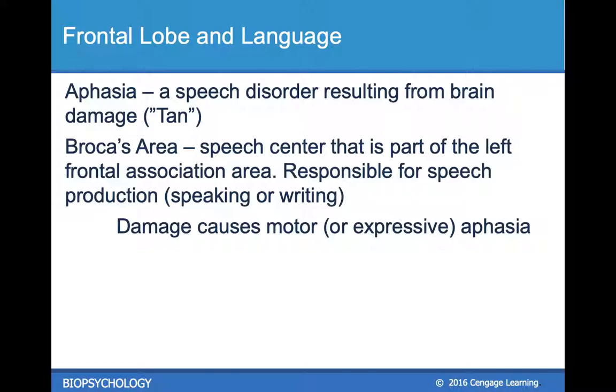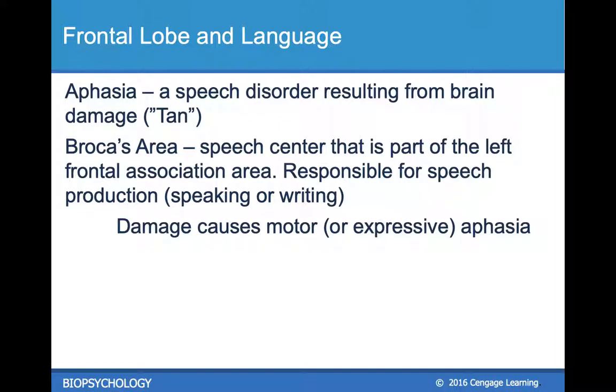Frontal lobe and language. So in aphasia, just like agnosia has to do with visual systems, aphasias have to do with brain damage relating to speech disorders. So again, we talked about the individual named Tan. And so the frontal lobe contains Broca's area. That's the speech center that's part of the left frontal association area. So it's on the left side of the brain. We talked about how the left hemisphere is responsible for speech and language. And it's responsible for speech production, writing, or speaking. It can be both of them. And if the person has damage to that area, they have what's called motor or expressive aphasia.